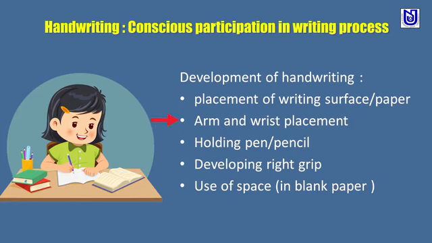These are requirements. Then holding pen and pencil, and then developing the right grip. Just see the relation. First the surface, then the placement, then holding pen and pencil, and only then you can have a good grip. You can't ask a child to hold the pencil this way. You have to make the child understand where to put the hand and how to put the hand so that the child has a good grip.